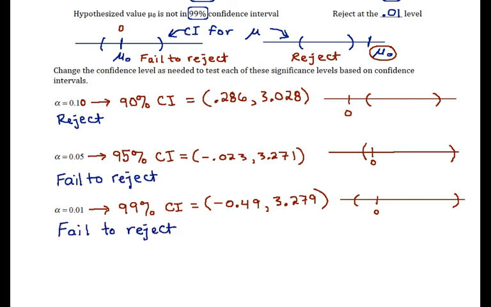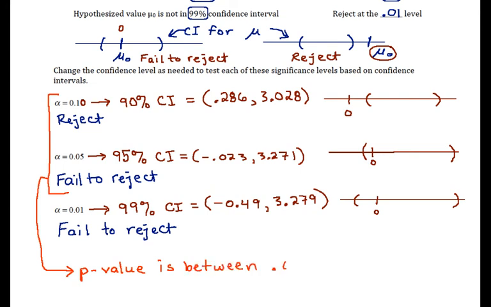So we can furthermore tell something about the p-value from this. The fact that we would reject at 0.10 but fail to reject at 0.05 tells us that the p-value has to be greater than 0.05 or else we would have rejected, but has to be less than 0.10 or else we would have failed to reject. So it must be between these two values. It must be between 0.05 and 0.10.